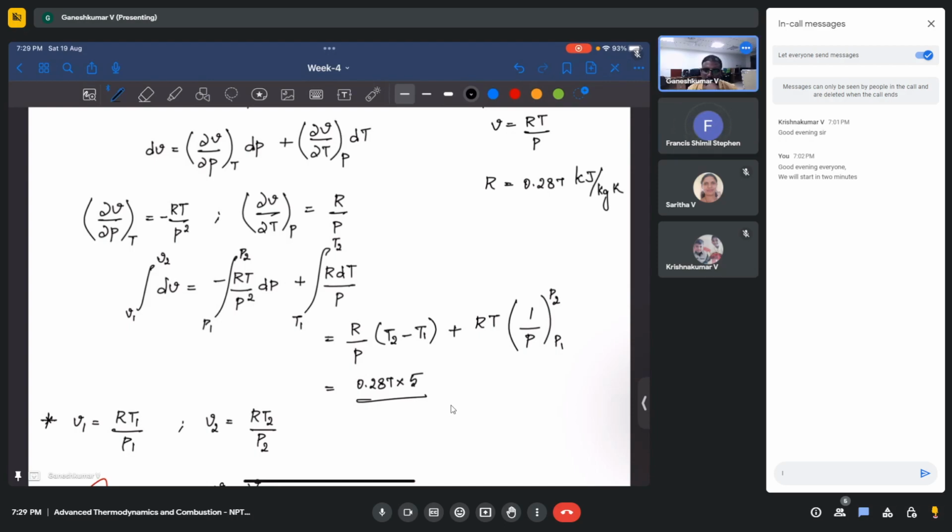Right. So we will be using this in some places, right? Which equation are you talking about? This equation, where we have found dV equal to R by P, dP, minus, right? This equation.